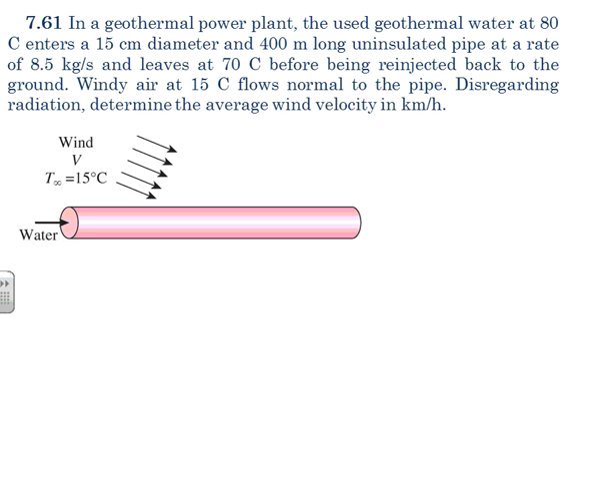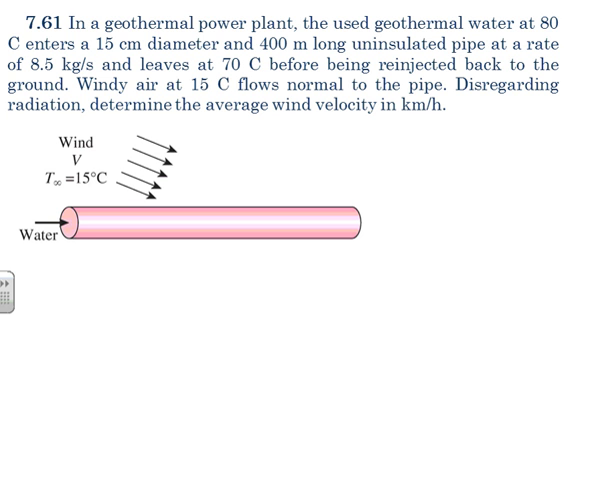Okay, problem 761 says in a geothermal power plant, the used geothermal water at 80 degrees C enters a 15 centimeter diameter and 400 meter long uninsulated pipe at a rate of 8.5 kilograms per second and leaves at 70 degrees C before being re-injected back to the ground. Windy air at 15 degrees C flows normal to the pipe. Disregarding radiation, determine the average wind velocity in kilometers per hour. All right.